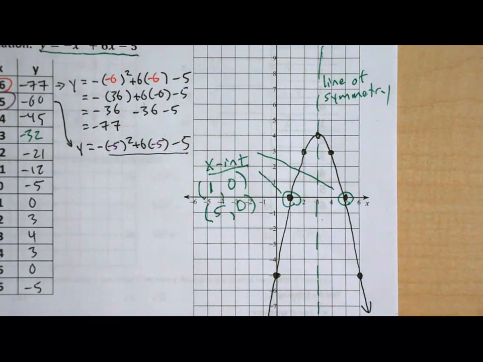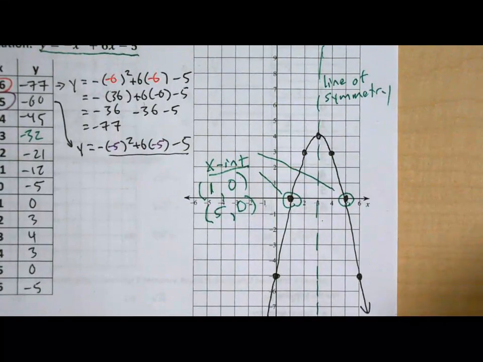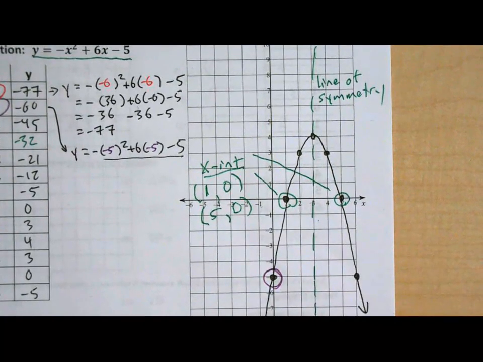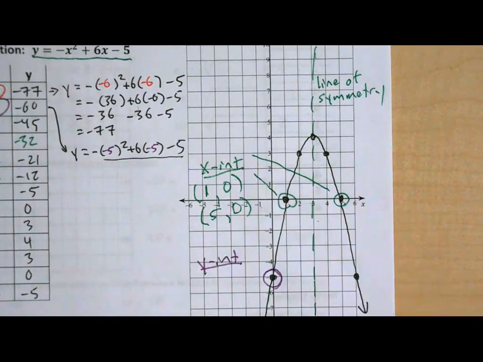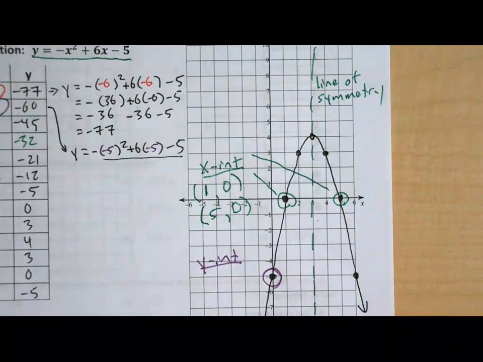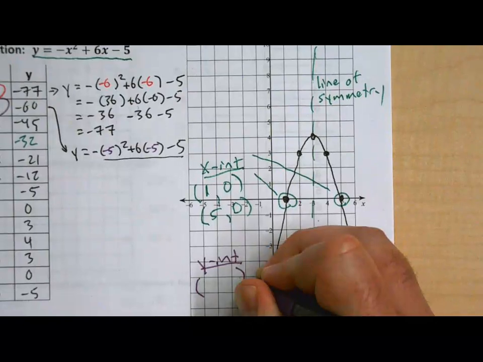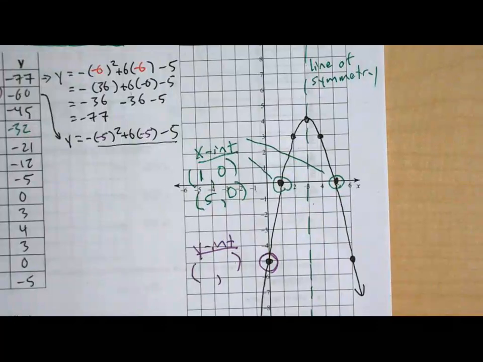The y-axis is this one that's going up and down. Do you see where the graph's crossing the y-axis? That's our y-intercept. Find that, circle it. Let's label it y-int. And let's write down the coordinates of that, the y-intercept.